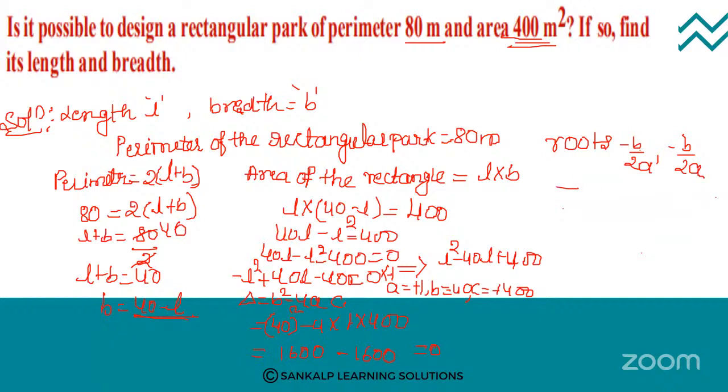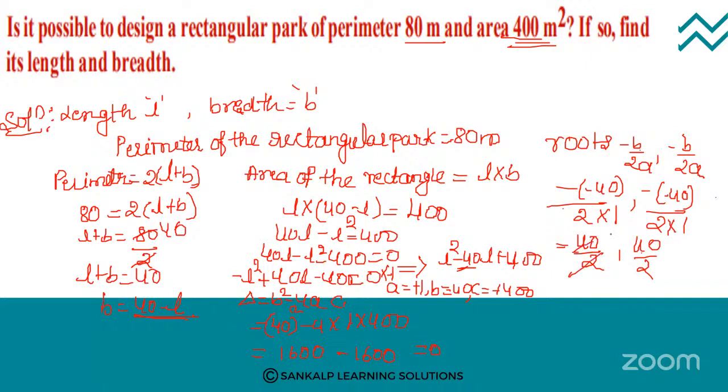So minus b value is minus 40 divided by 2 into a value is 1. Therefore, minus into minus is plus, 40 divided by 2. 2 ones are 2, 2 twos are 4, that means 20. Therefore, 20 and 20 you will get. So, length is 20, breadth is 20.